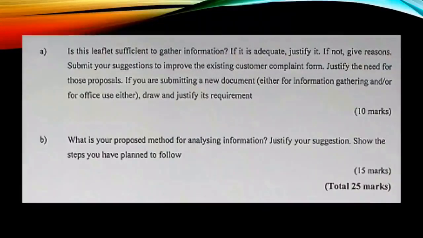What is the proposed method to analyze the information? Then after that, it is required to prepare a separate sheet to get the frequencies. It is required to provide a separate sheet to get the frequencies. It is very much important. Go ahead.